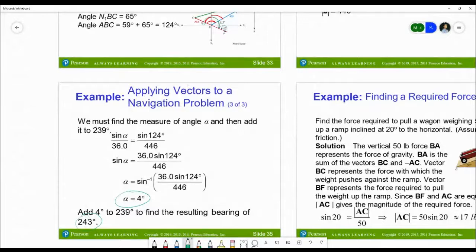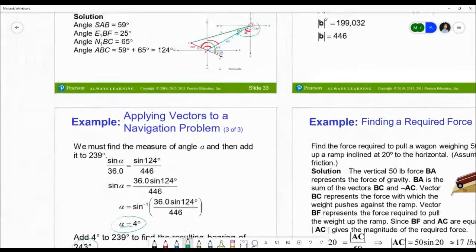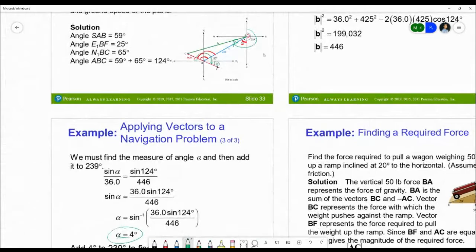Now your question is, do I always add the drift angle? No, you do not. Sometimes if the wind goes in the opposite direction, you may have to subtract the angle. It's not always adding the drift angle. It really depends on your figure. So you have to be able to sketch this out.